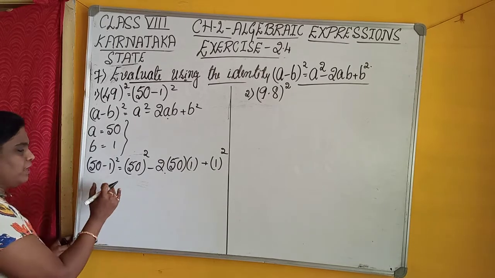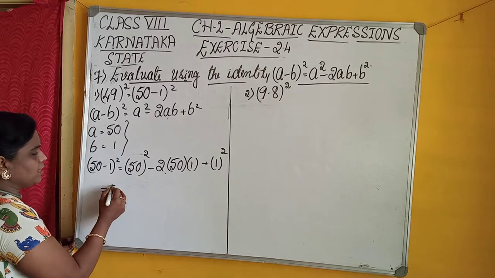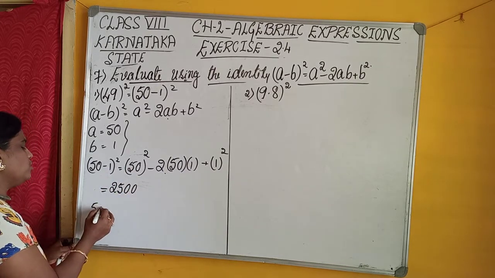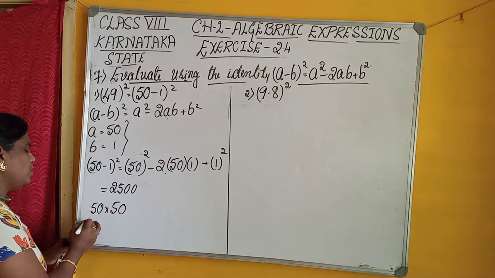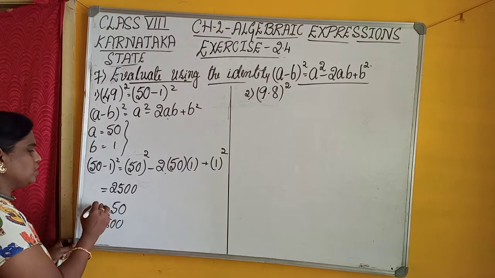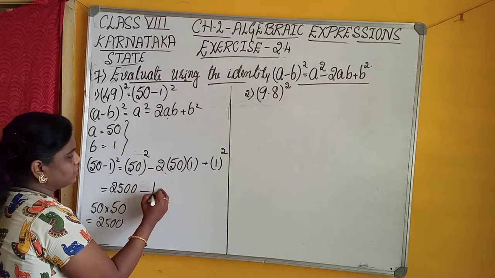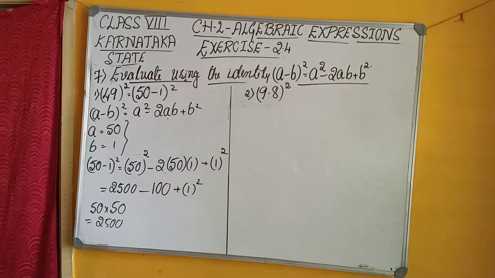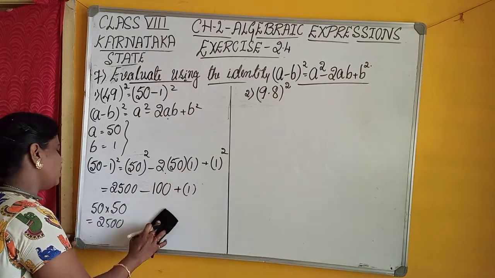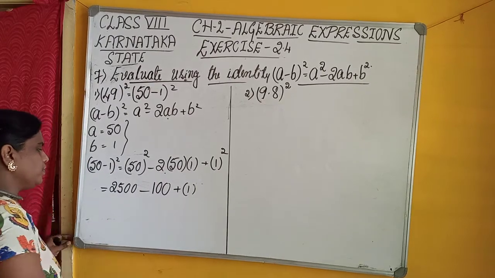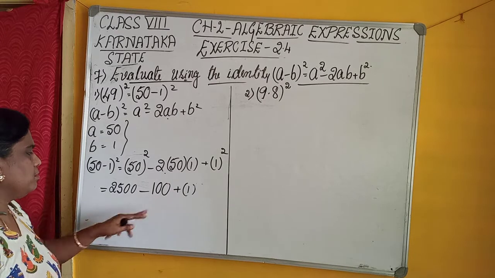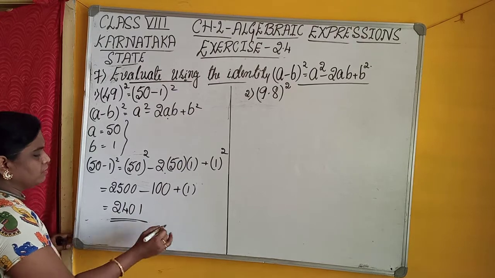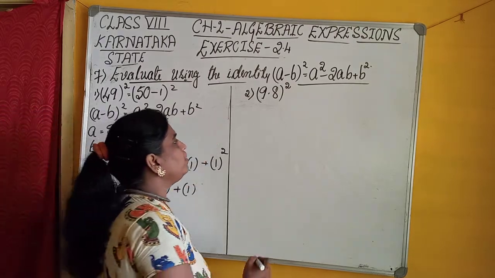Now we are going to simplify this. 50 square is nothing but 5 5s are 25 along with 2 zeros. Otherwise you can take it like this: 50 into 50, 5 5s are 25 along with 2 zeros. Minus 5 2s are 10, 100, plus 1 square. Simplifying this, 1 square is nothing but 1 only. Okay. Now simplify this. 2501 minus 100 is equal to 2401.